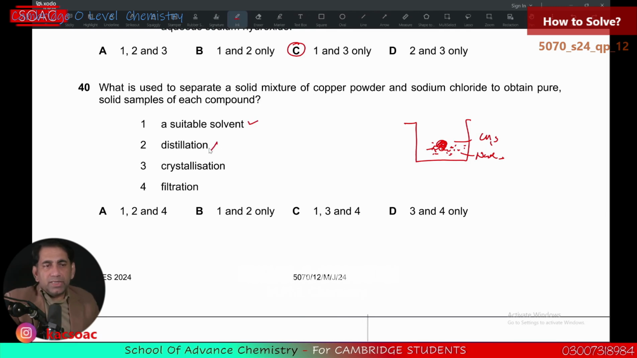And no distillation is required because there is no liquid to be separated. We will do the filtration, yes, it is true. Then we will do crystallization for NaCl. Filtration is used to obtain the copper, to take it out of the mixture, and crystallization is done to make NaCl crystals. So 1, 3, 4 and C is the correct option.